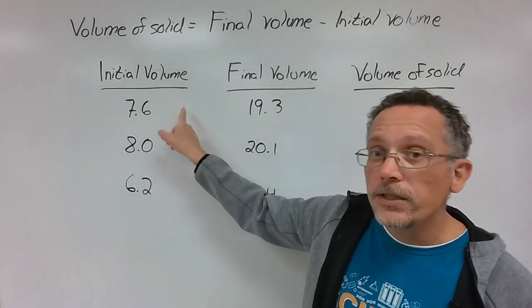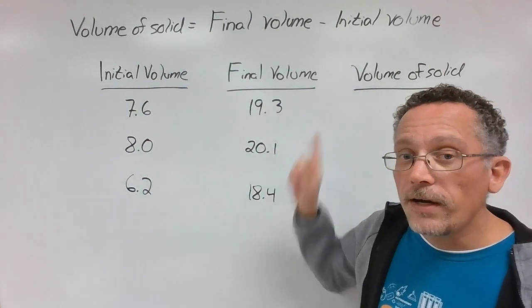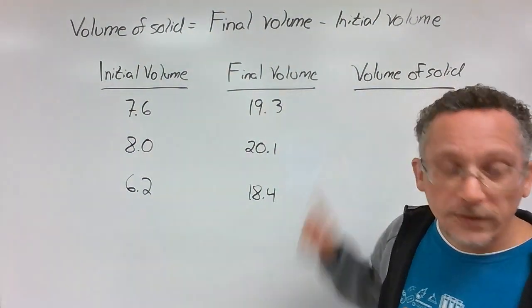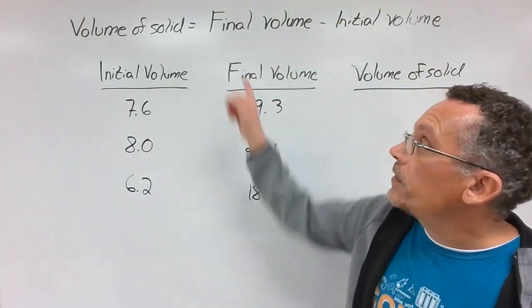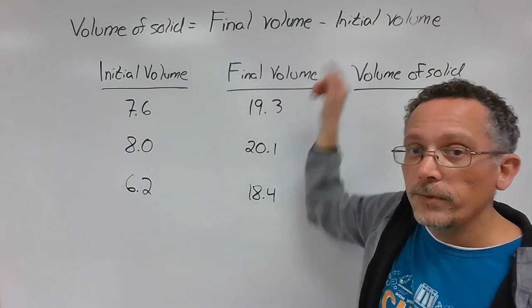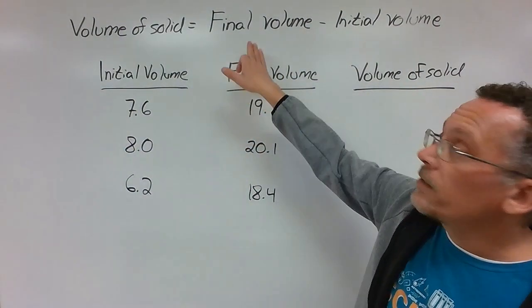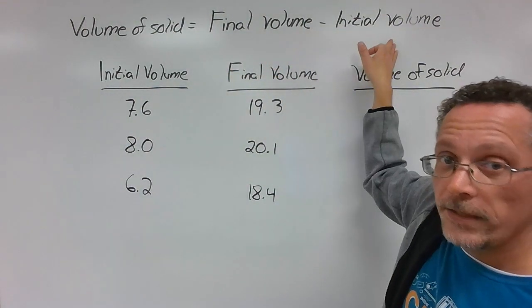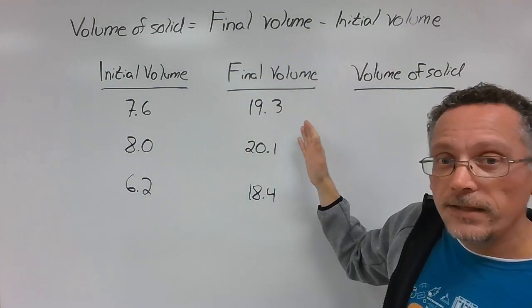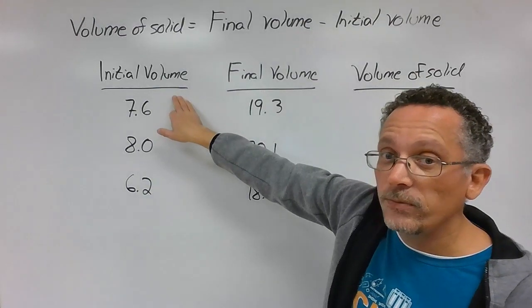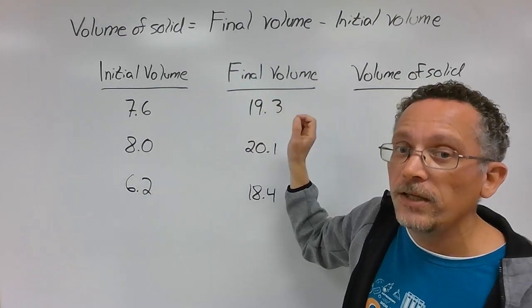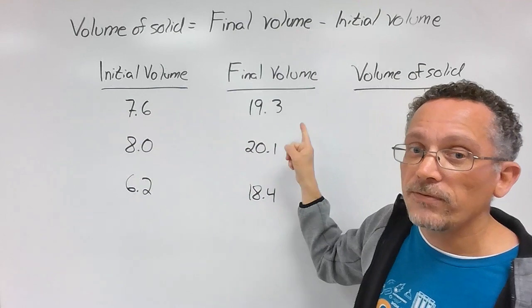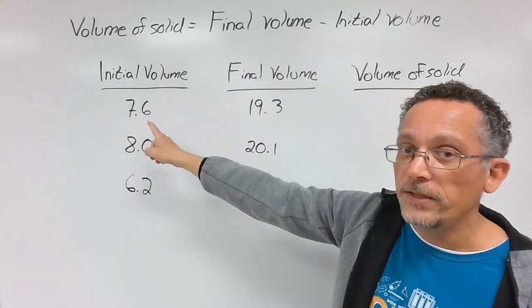They tell us the initial volume, they tell us the final volume, and they want us to calculate the volume of the solid, which is very easy. All we have to do is subtract those two numbers. We just have to be a little bit careful because the equation says take the final volume minus the initial, and the data gives us the initial volume first. So we don't want to subtract this way, we want to subtract this way. We want to take the final volume minus the initial volume.